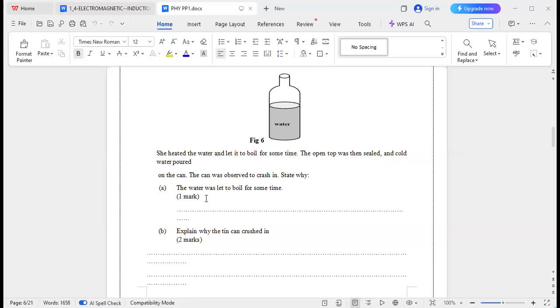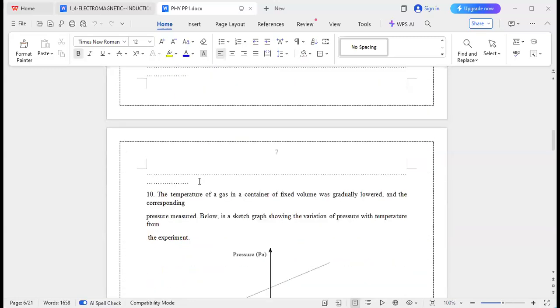Remember, I'm using the word higher atmospheric pressure. That's comparative language. You can use greater atmospheric pressure. And we have also used the pressure inside reduces. That is comparative language. Initially, it was higher. Therefore, it reduces to a new pressure.